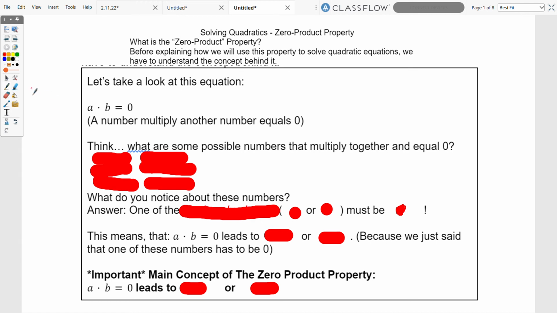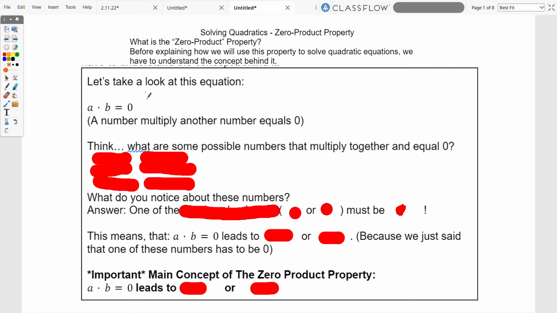In this lesson, we will be solving some more quadratic equations using the zero product property. Before explaining how we're going to use this property to solve quadratic equations, we have to understand the concept behind it. So let's take a look at this equation: A times B equals 0. Basically, a number multiplied by another number equals 0.